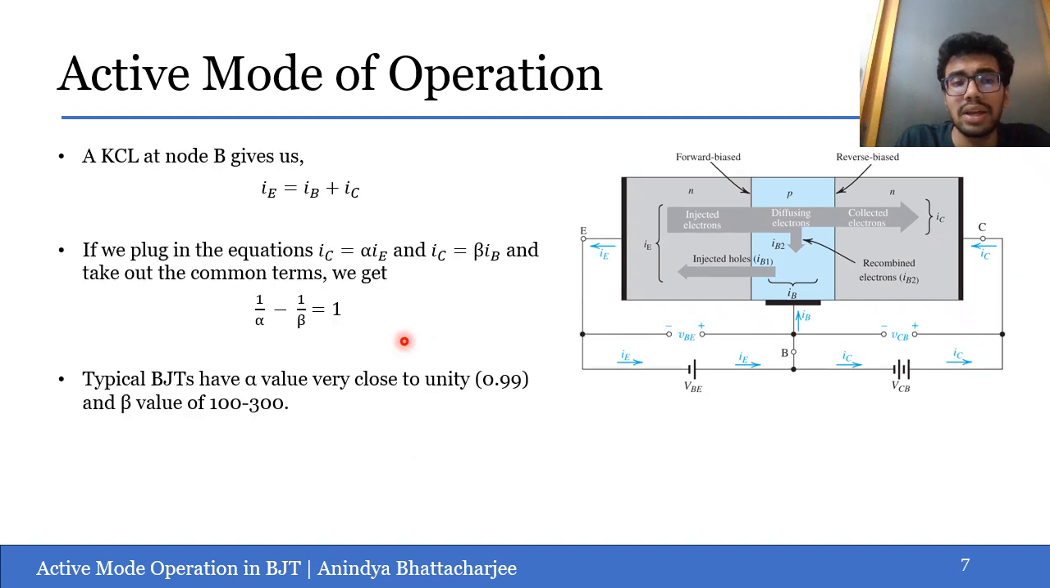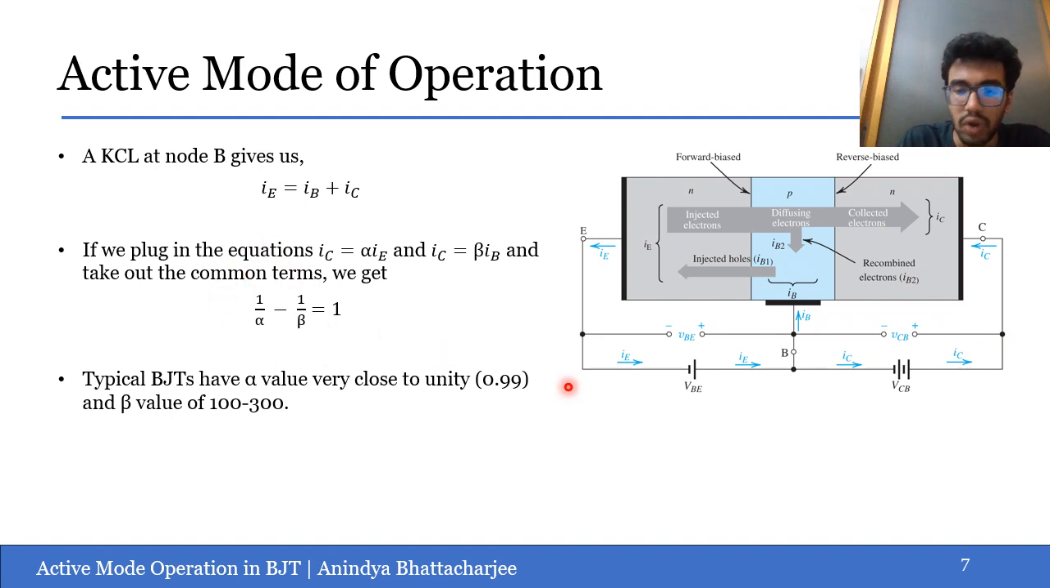Now, if we apply Kirchhoff's current law in this base node, we will see that the base current and collector current sum up to the emitter current, right? Emitter current gets divided into the base and collector region. So we can write that the emitter current is the sum of the base and the collector current. And in this equation, if we plug in our previous proportional relationships, that the collector current is proportional to emitter current through this constant alpha and proportional to the base current through this constant beta, we can derive a simple relationship between alpha and beta, which is this: 1 by alpha minus 1 by beta equals 1.